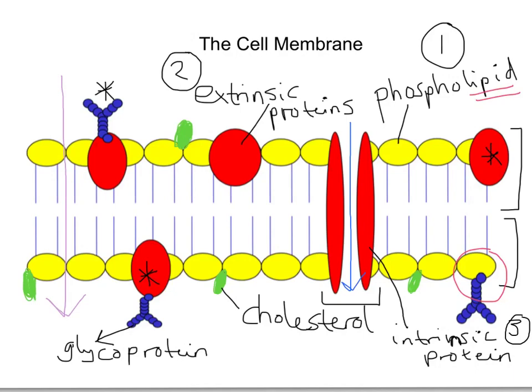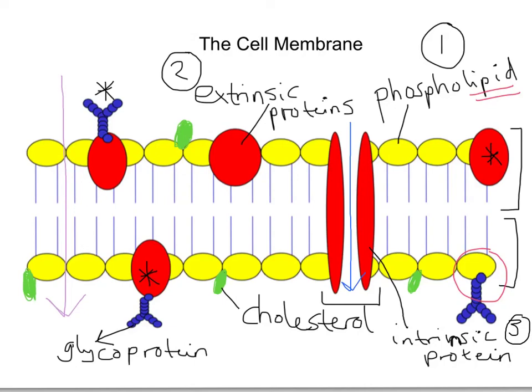They also form recognition sites for identifying cells when carbohydrate is attached. So you can also have carbohydrate attached to these intrinsic proteins. Again, they'll be called glycoproteins that can act as recognition sites or receptors. And those intrinsic proteins also help to adhere cells together.